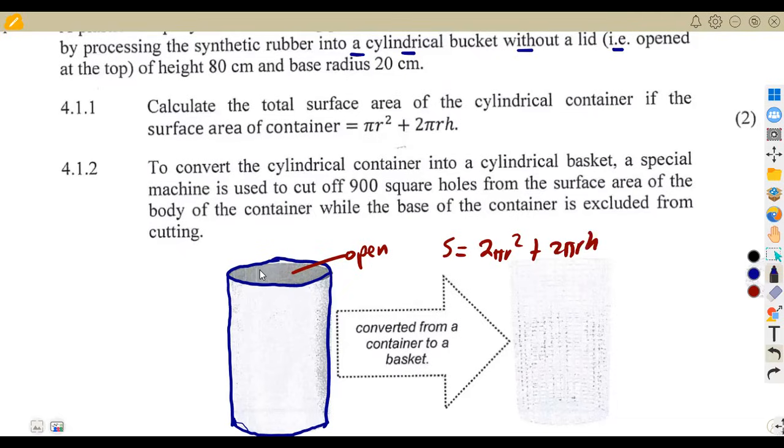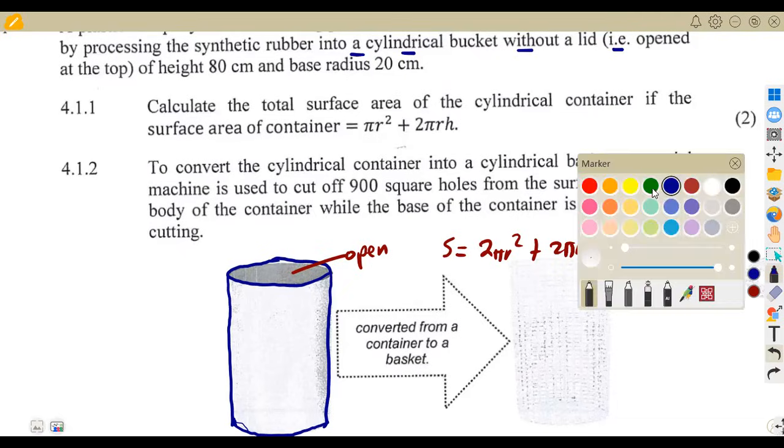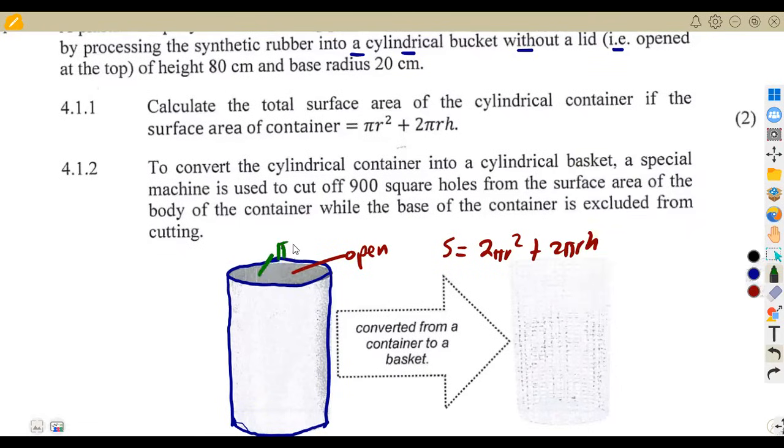But because it's open, meaning we are removing this circle from our area, this area of a circle was supposed to be pi r squared. We are removing one of these. From this part, we are going to subtract pi r squared, which represents the part that is open here on top. That's why we see 2 pi r squared minus pi r squared ending up with pi r squared plus 2 pi r h.